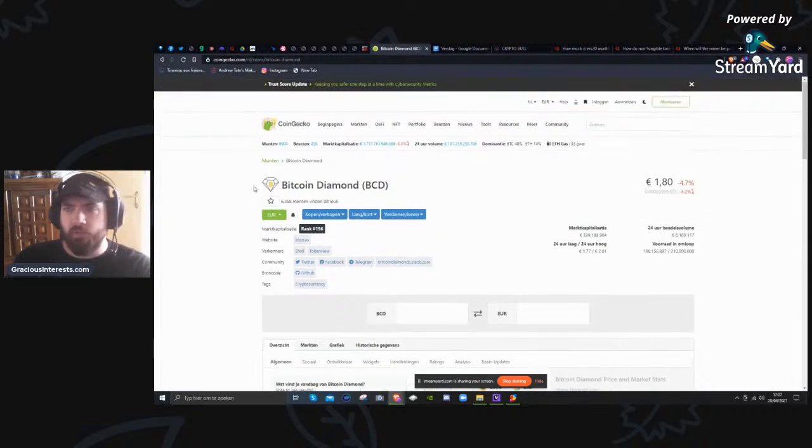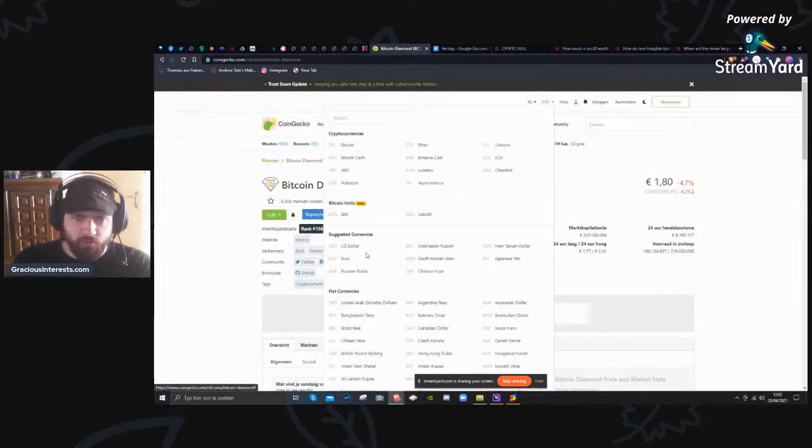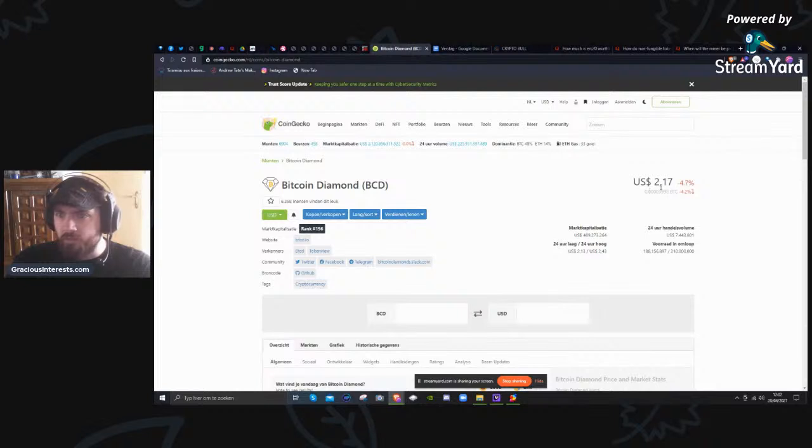So, Bitcoin Diamond, what do we see here on screen? When it concerns market capitalization, so for the entire listed crypto market on CoinGecko, it ranks at number 156, so not even in the top 100. Current value €1.80. I'm going to switch to US dollar. So $2.17. It is in a downtrend in the last 24 hours, a decline of 4.7%.